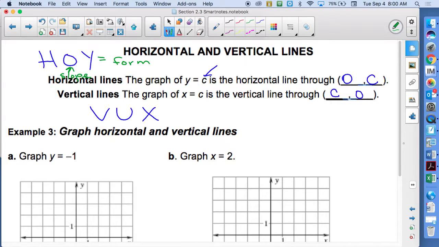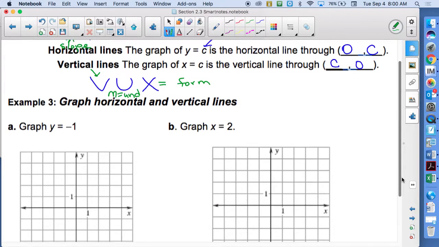The vux then talks about your vertical line having a slope that's undefined. U represents an undefined slope. It's vertical. It's not moving left and right, therefore your slope is undefined. And it's an x equals 4. If you remember those two crazy words, hoy and vux, when you're graphing vertical and horizontal lines, and you graph them correctly, awesome. Just trying to give you an extra piece to help you remember which way those lines go.